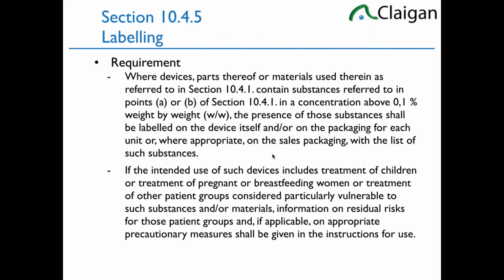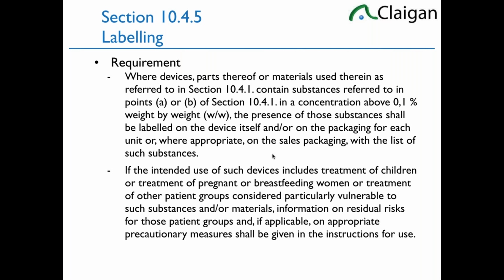Last section is labeling and a whopping load of text. So basically, when devices, parts thereof, or materials used therein are referred to in section 10.4.1. Okay, so what this really means is, back to the first section we just talked about, if you have a CMR, category 1, known to cause cancer, or endocrine disrupting substances above 0.1% by weight in a situation where it's invasive or it touches fluids or gases that go into the patient one way or another, you have to label the device and/or the packaging, or where appropriate, the sales packaging with a list of the substances.